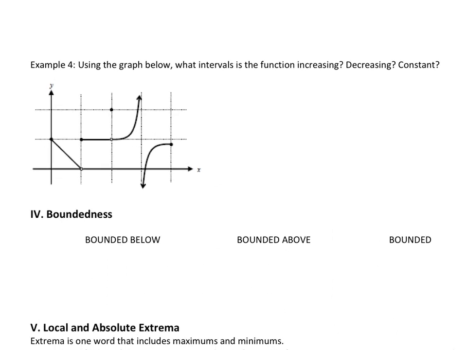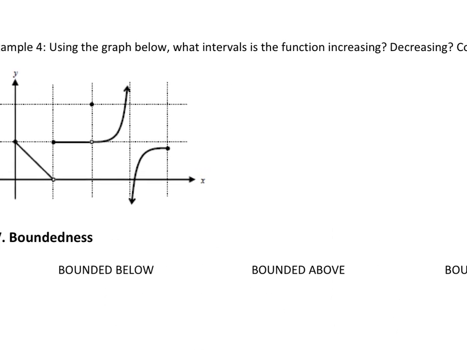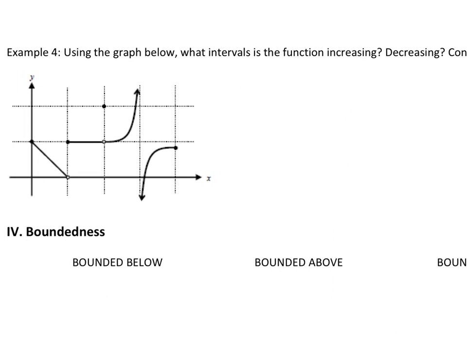Okay, we need to decide on example 4 what intervals the function is increasing, decreasing, or constant. So first things first, let's go increasing. We just need to find where this graph is going up. Do you agree that this section is going up? Great. This section is also going up. That's a true fact. That section is also increasing.